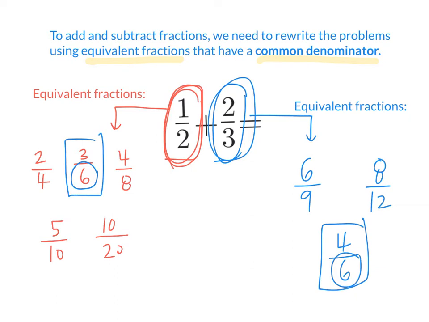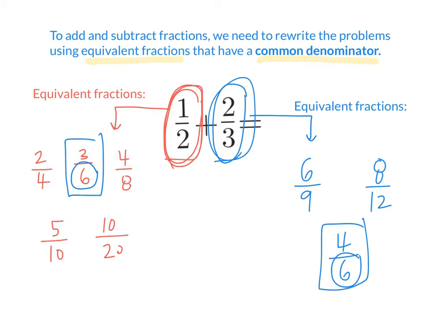To add and subtract fractions, we need to rewrite the problems using equivalent fractions. Do you see how these are equivalent fractions that have a common denominator? Common denominator means a denominator that is the same. They have it in common. Do 3/6 and 4/6 have a common denominator? What denominator do they have in common?